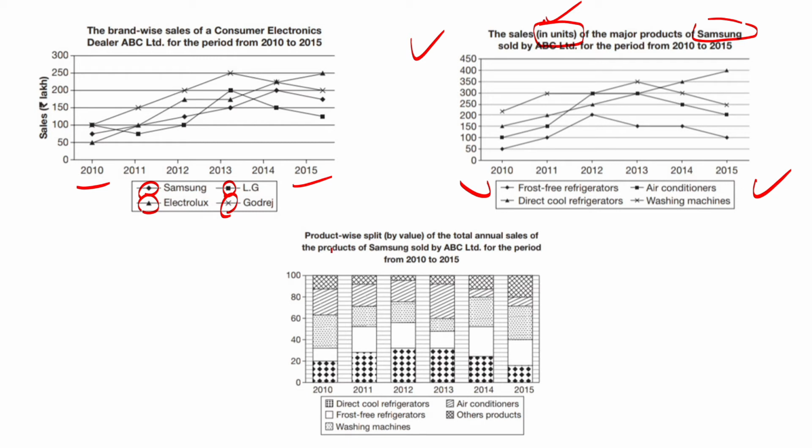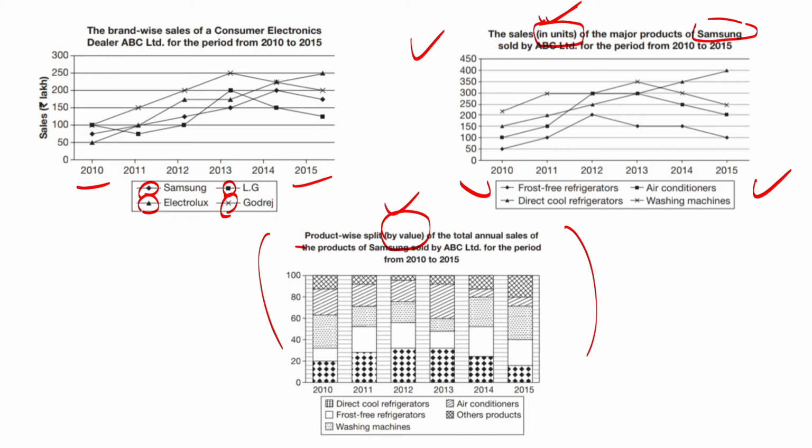Let's move on to this bar graph now. Product-wise split by value. This is important now. So this is in units, this is by value. So this is the product-wise split of the total annual sales of the products of Samsung sold by this company for the period from 2010 to 2015.